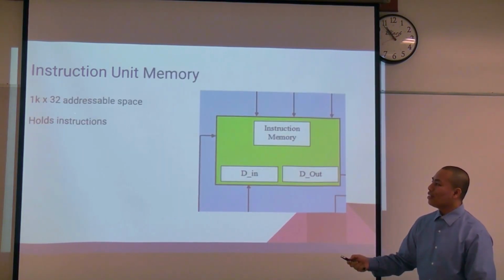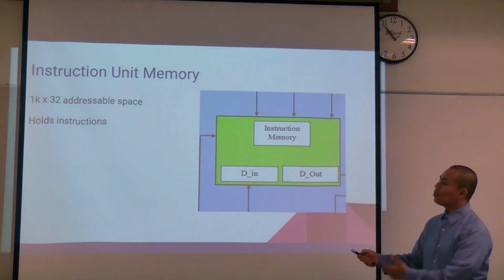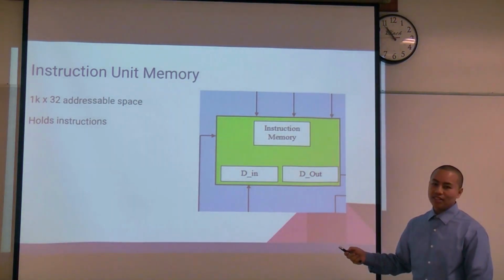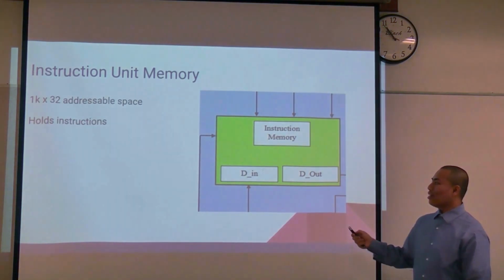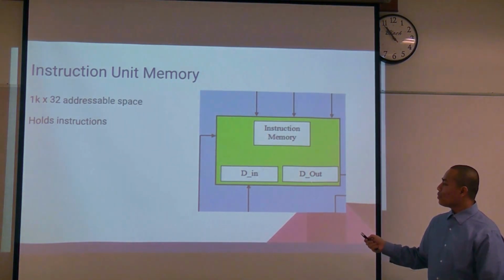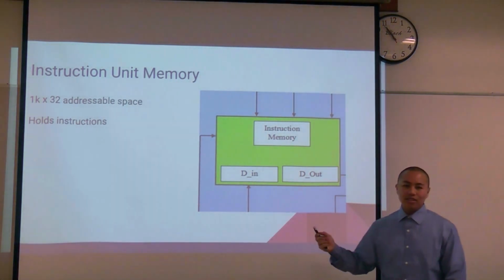This is our instruction unit. This is the memory. Again, it's 1K by 32 addressable space. This is for testing purposes. It holds your instructions. This is only readable. This is not writable into. You have data that comes in and out of it. This basically holds your instructions.